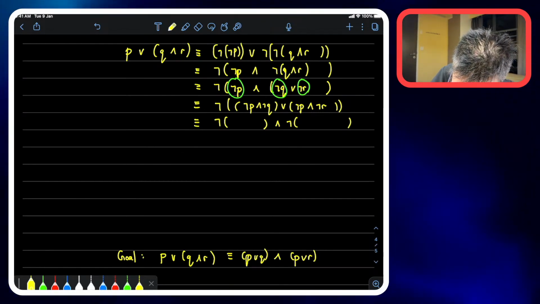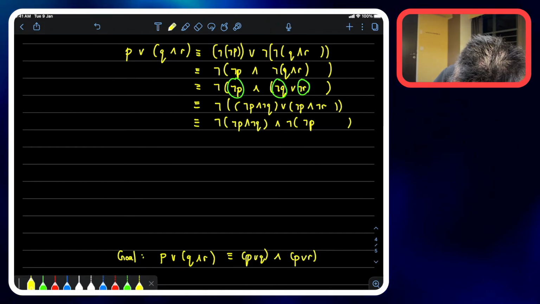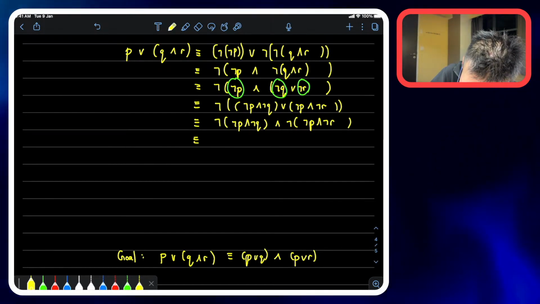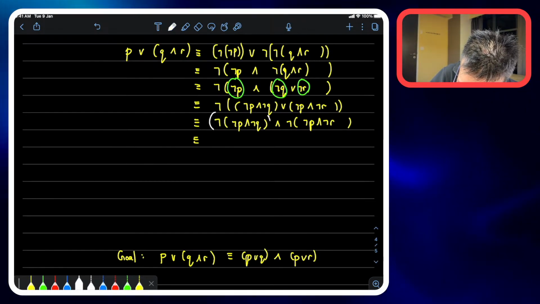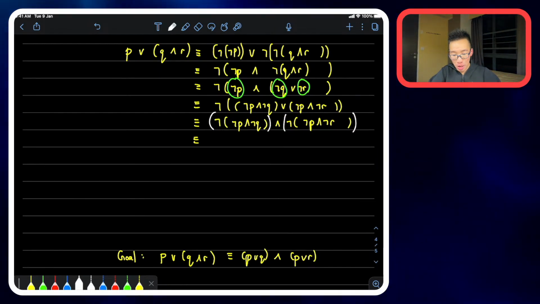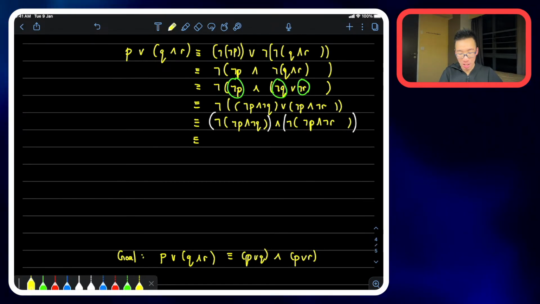So the first guy is going to be the negation of this compound expression and the negation of this compound expression. Within each of these compound expressions, because that's our hierarchy once again, we're going to push in the negation symbol one more time. And hopefully, we'll get what we want.